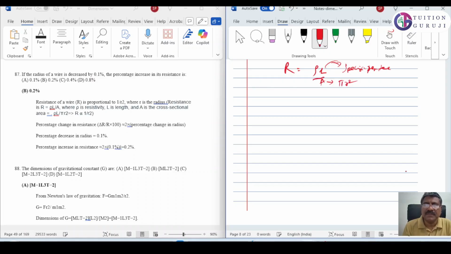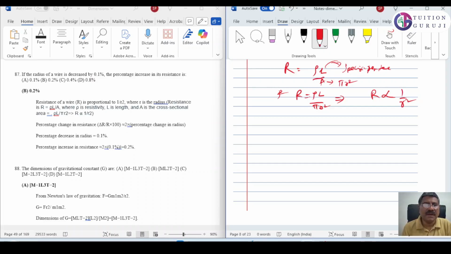The area will be circular in shape because it is a cylindrical shape of wire. So the cross section area will be circular. Therefore R is equal to rho L by pi r square. What this implies? Resistance is inversely proportional to r square.